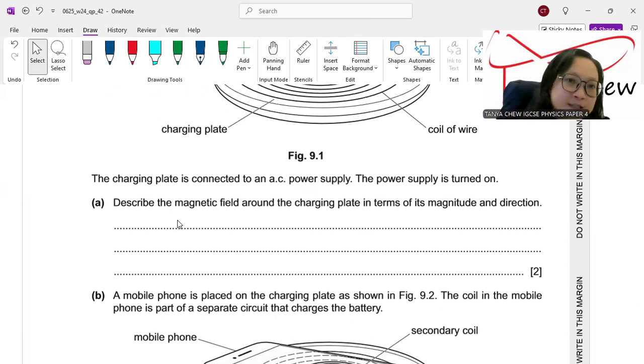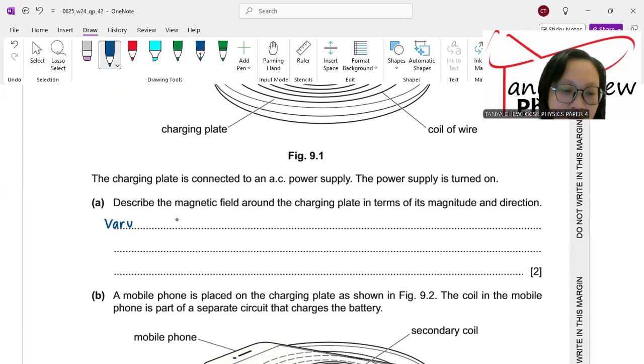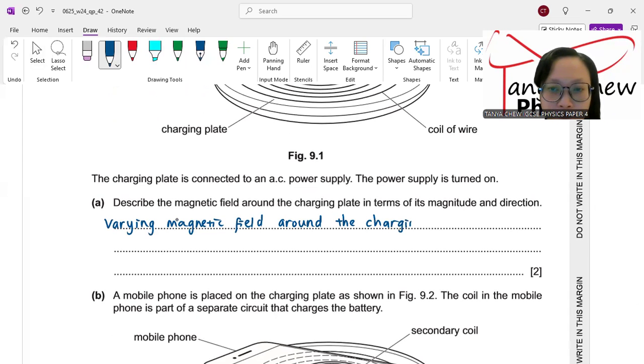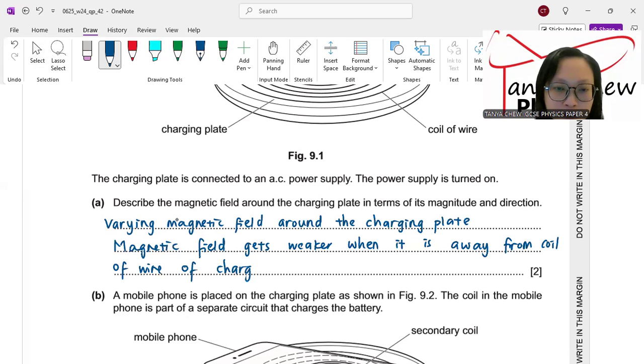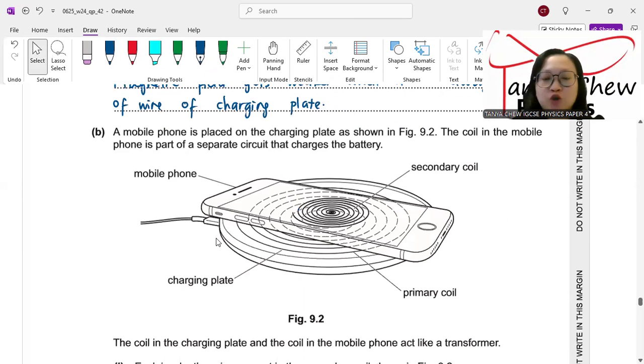So I would say that since this is an AC power supply, it will give rise to a varying magnetic field around the charging plate, and the magnetic field gets weaker, because I have to compare magnitude, when it is away from the coil of wire of the charging plate. That's it.